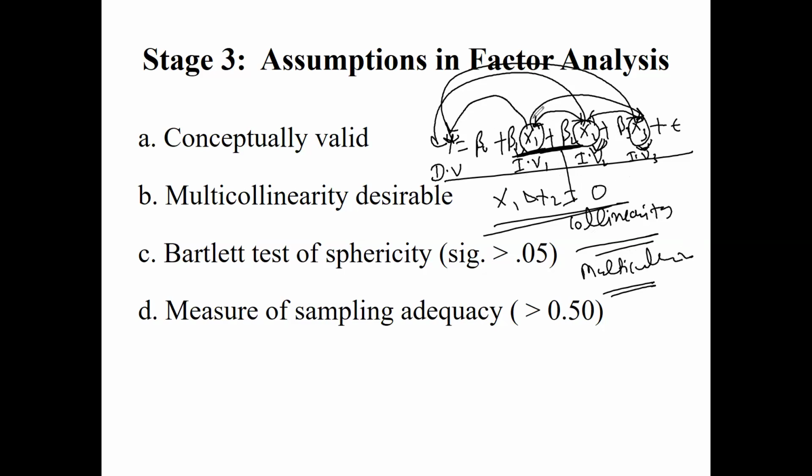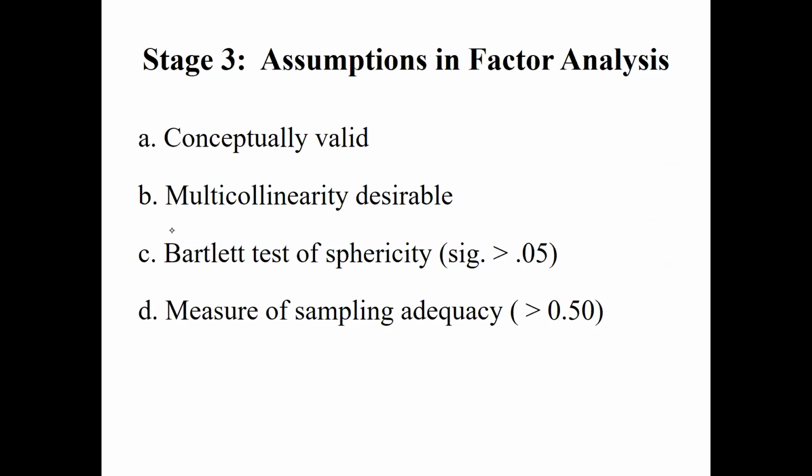It is a problem in multiple regression analysis, but it is desirable in exploratory factor analysis. Why? Because we are clubbing the same nature of questions. If we are clubbing the same nature of questions, naturally all the questions should be correlated to each other. So whatever the limitation in multiple regression analysis, it is the strength of exploratory factor analysis. Multi-collinearity is good in exploratory factor analysis.